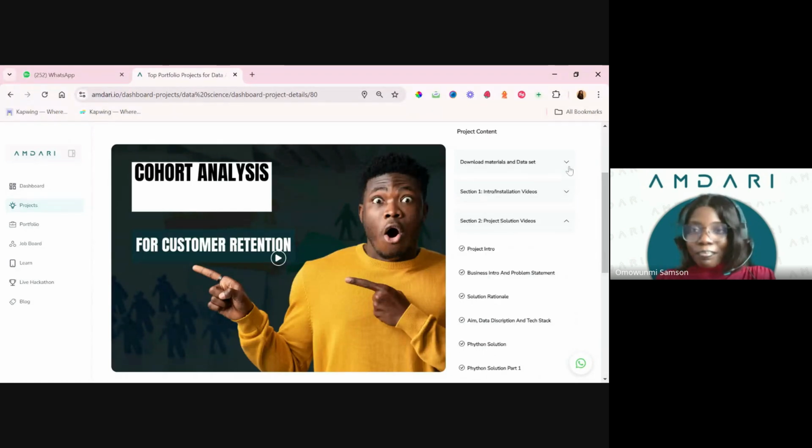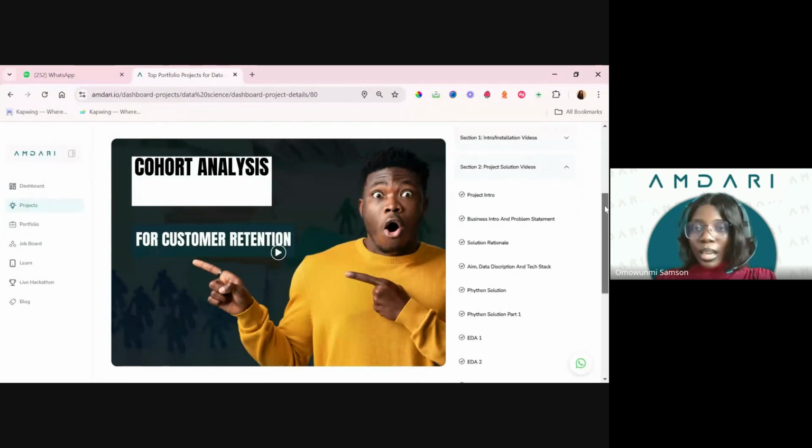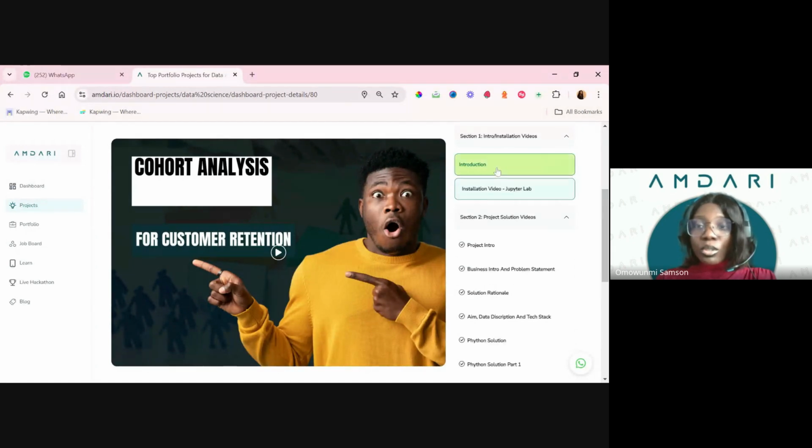Again, they are projects from real businesses, so it's not just practice projects, right? So you can also scroll down to see the steps to install the tool that you need for this project. So that's why I said our projects are very beginner friendly. It does not matter the level you are.